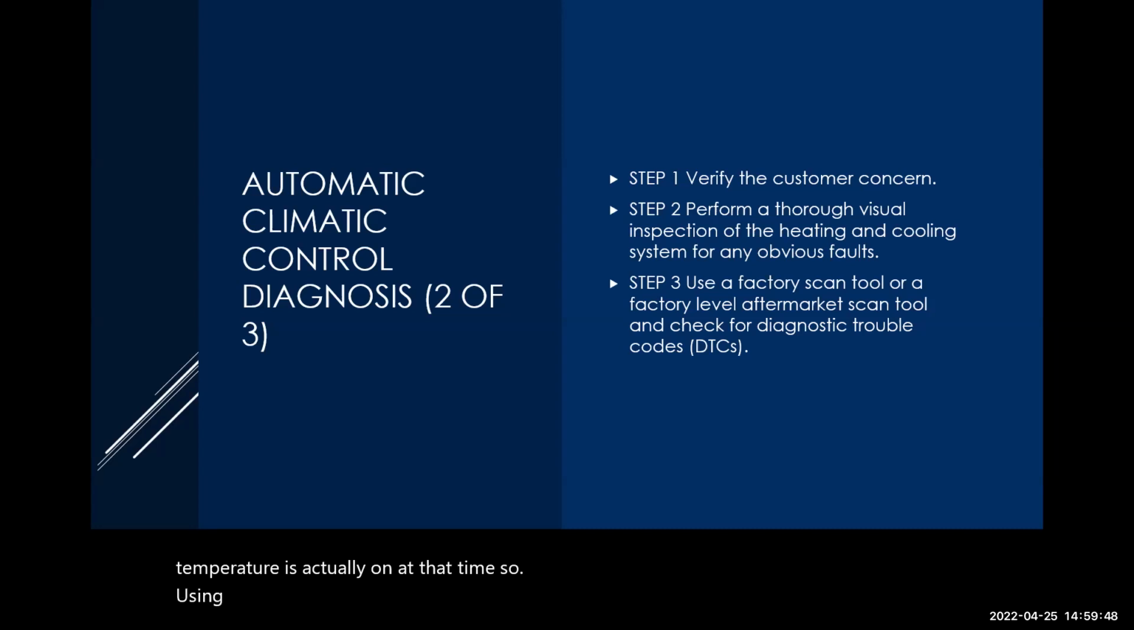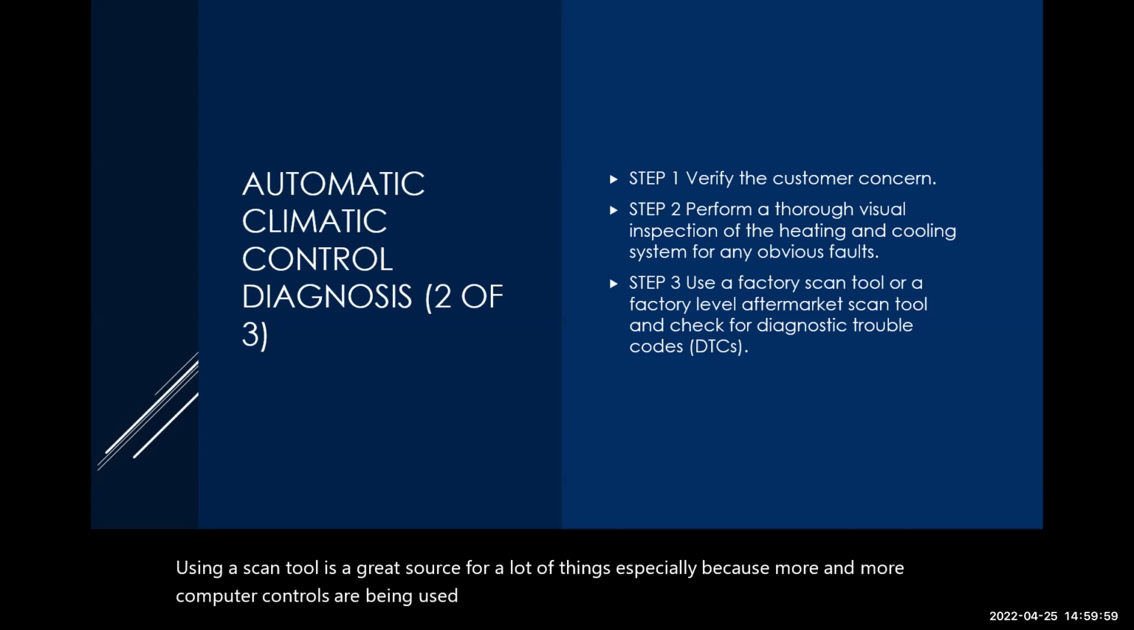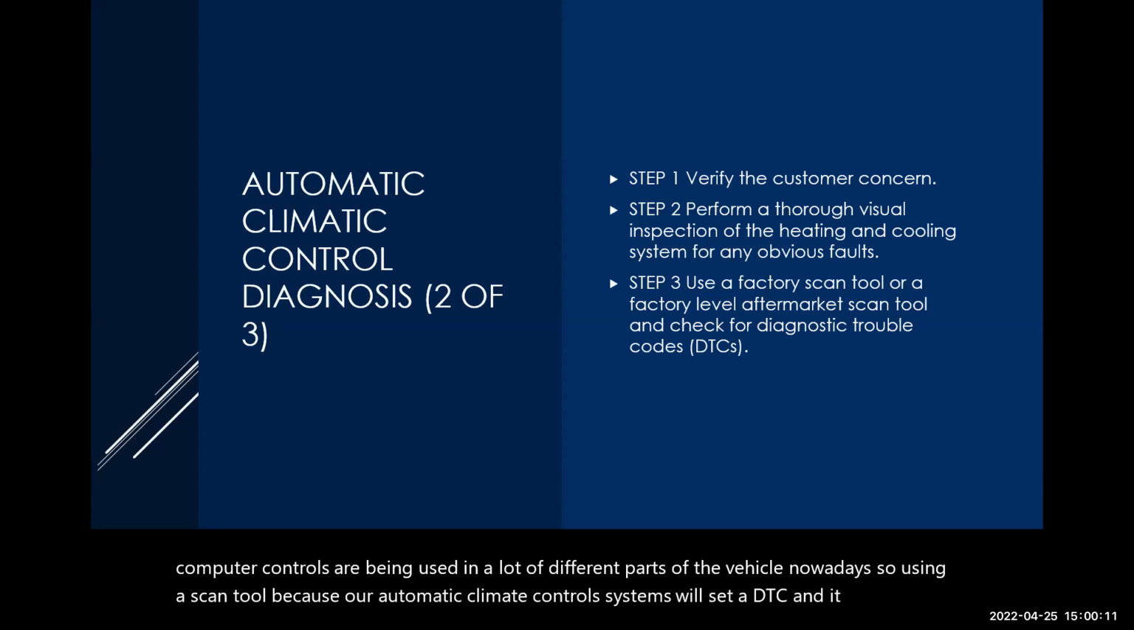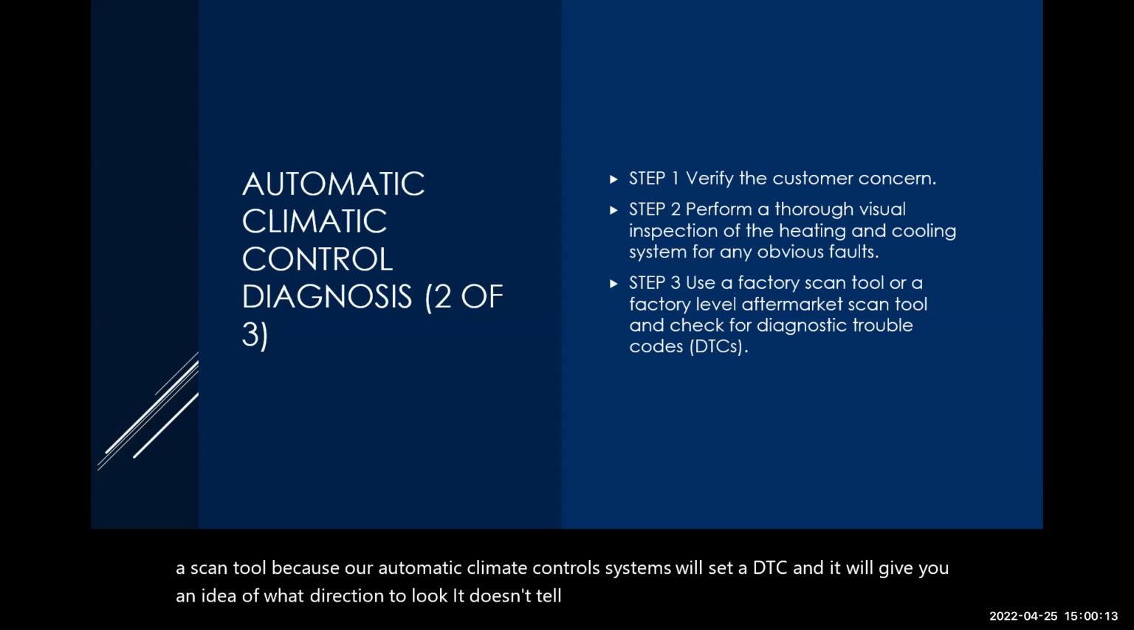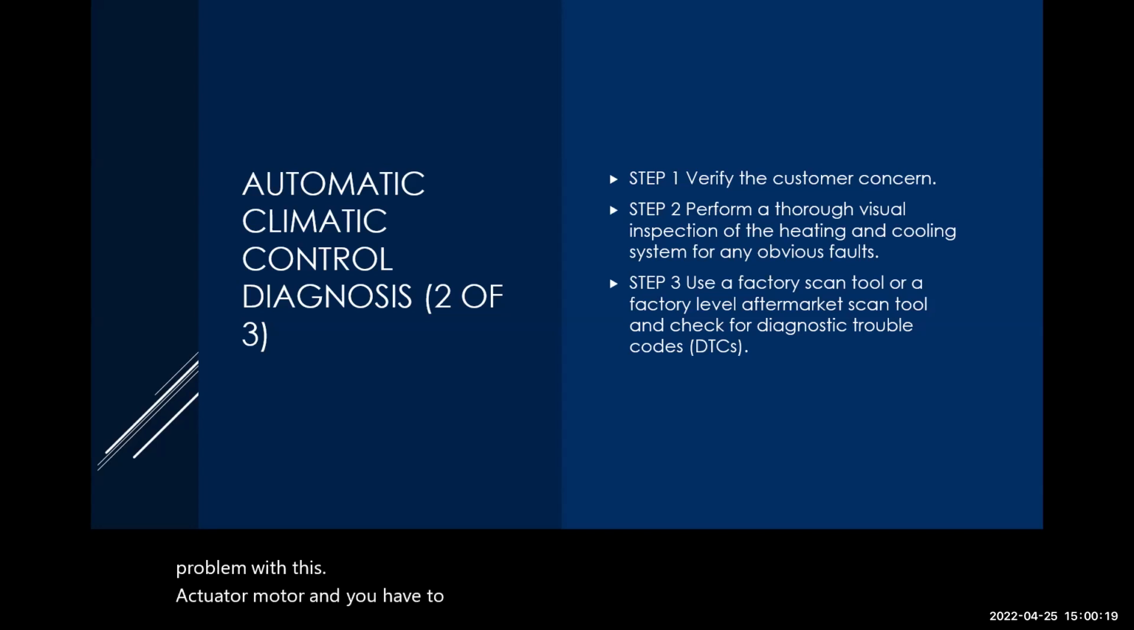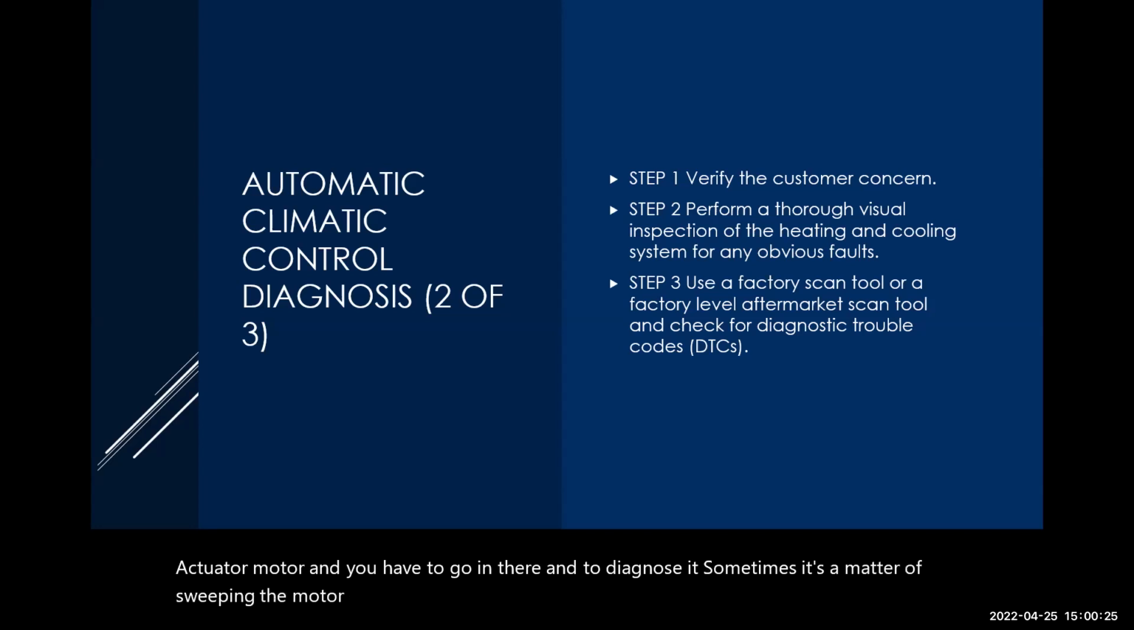Using a scan tool is a great source for a lot of things, especially because more and more computer controls are being used in a lot of different parts of the vehicle nowadays. Our automatic climate control systems will set a DTC, and it will give you an idea of what direction to look. It doesn't tell you to replace this part. It says, okay, I have a problem with this actuator motor, and you have to go in there and diagnose it. Sometimes it's a matter of sweeping the motor. Sometimes it's a matter of calibrating the motor. It really depends. Sometimes the motor just dies.